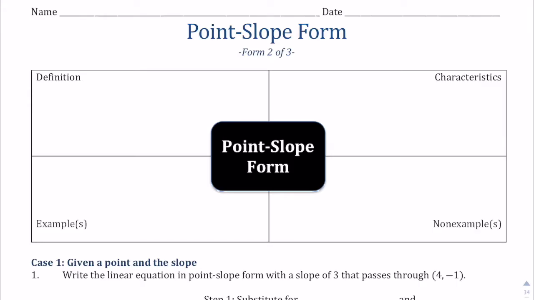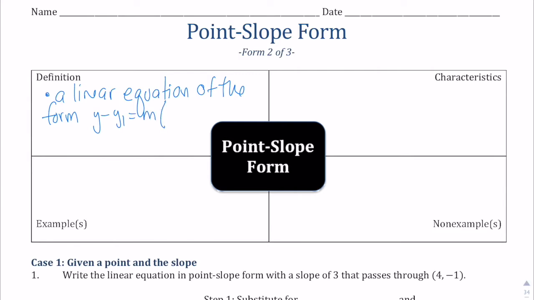Hello all, in this lesson we're going to be talking about point-slope form, our second of the three forms of linear equations. So the point-slope form of a linear equation is a linear equation of the form y minus y1 equals m times the quantity x minus x1.